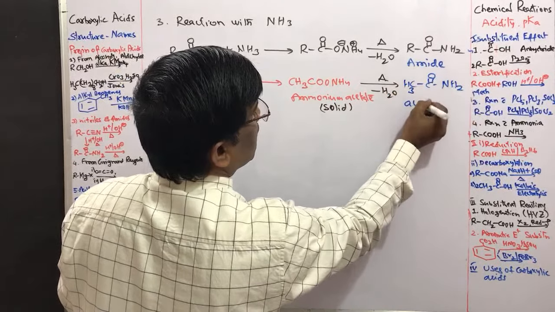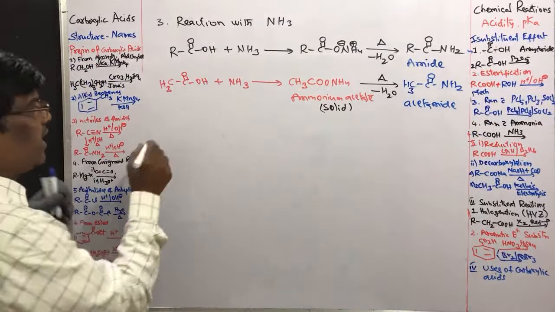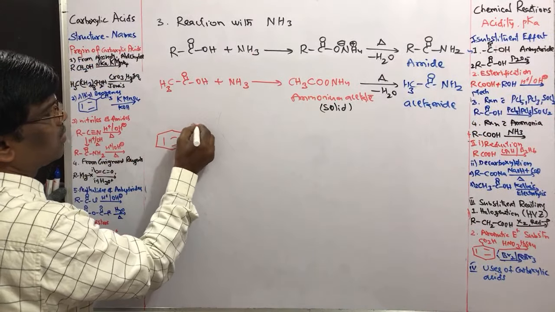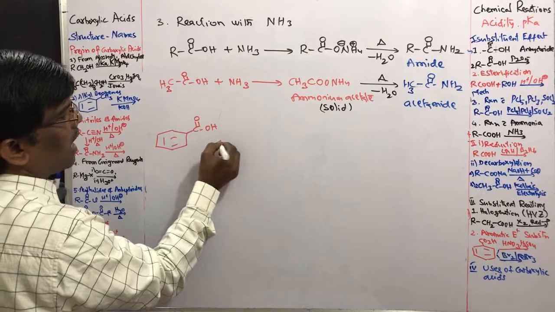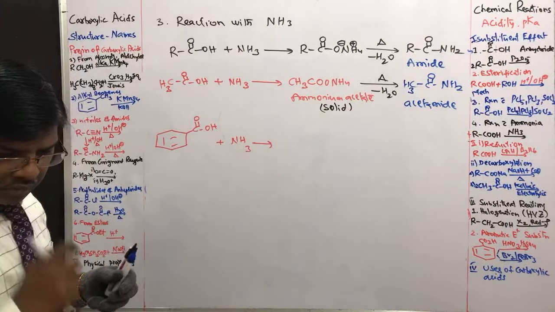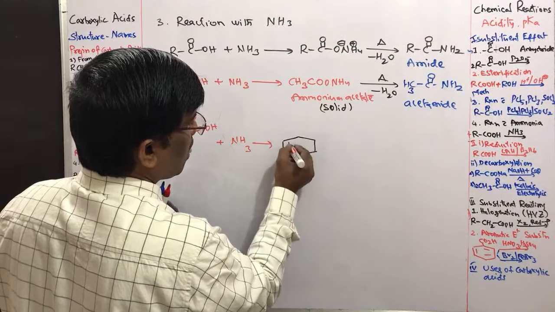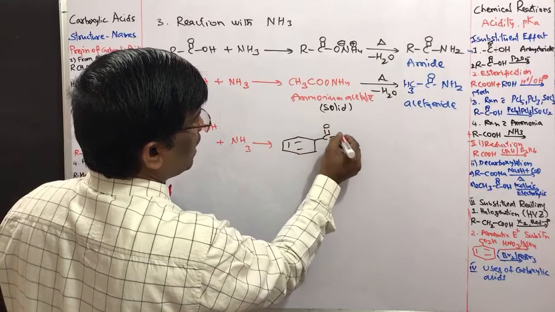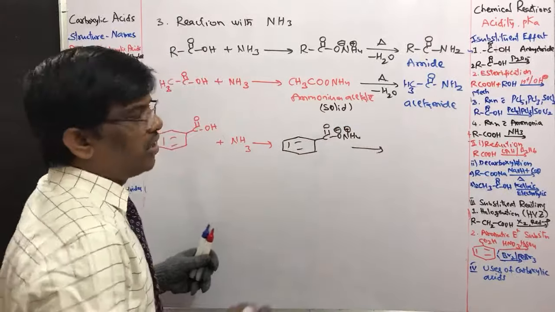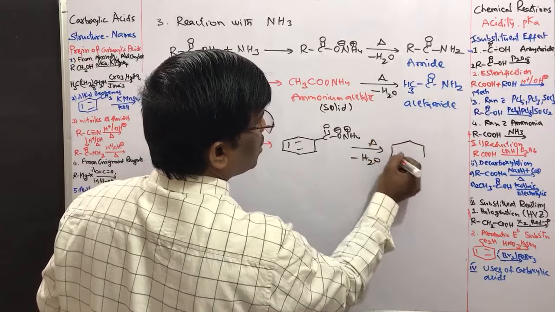This is acetamide. Similarly, if I take benzoic acid and treat it with ammonia, I am going to get ammonium benzoate, and this ammonium benzoate upon heating loses water to give benzamide.